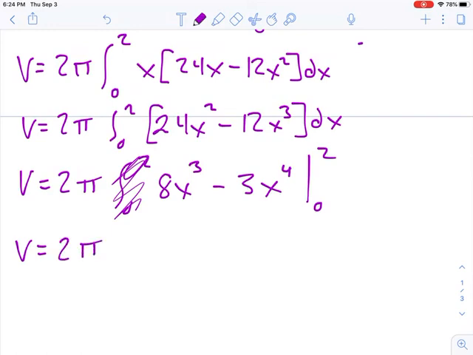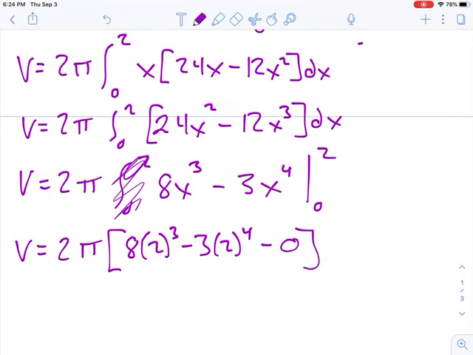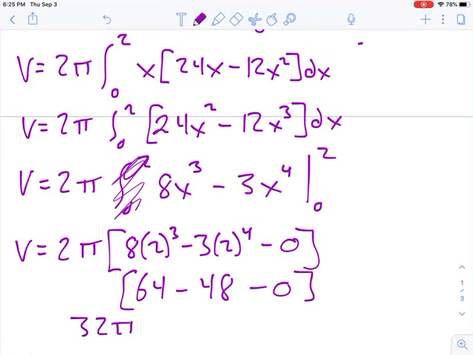So 2 pi, we're going to have 8 times 2 cubed minus 3 times 2 to the 4th, minus 0. And so 2 cubed is 8, times 8 is 64. 2 to the 4th is 16, times 3 is 48, minus 0. 64 minus 48 is 16, times 2 is 32 pi. So the answer is 32 pi.